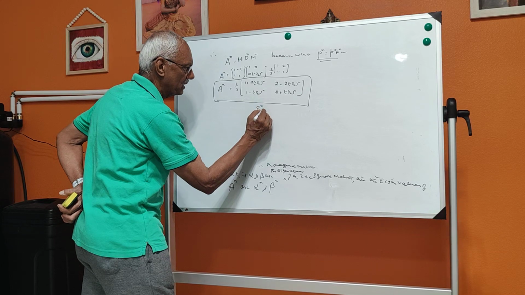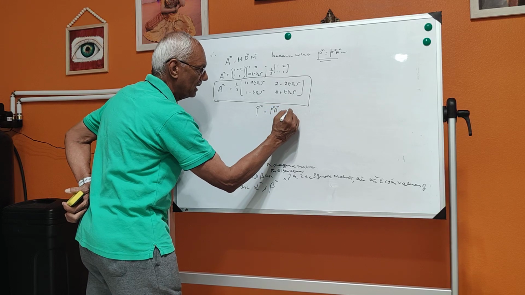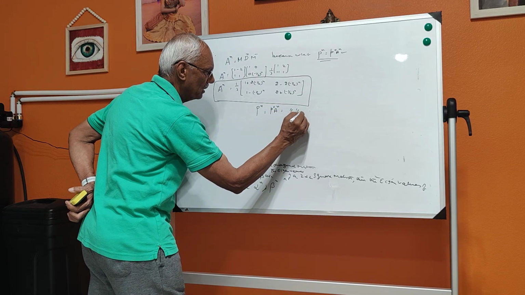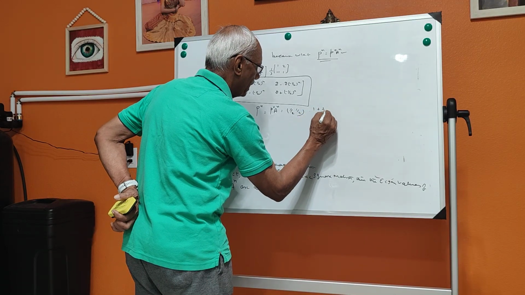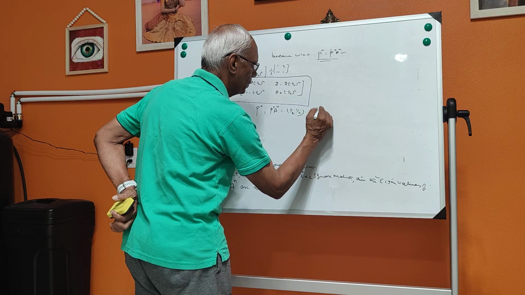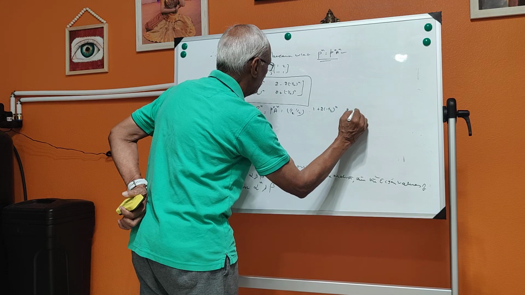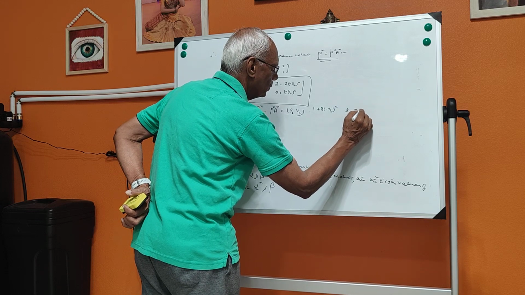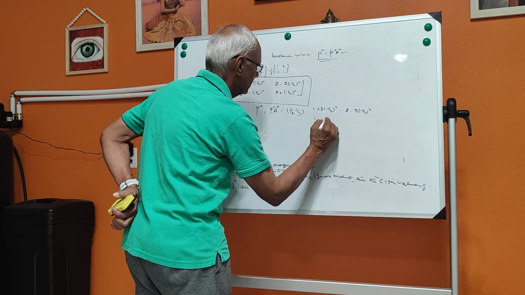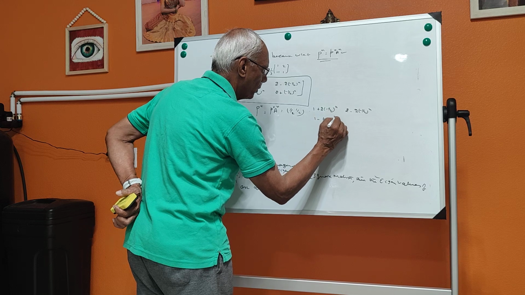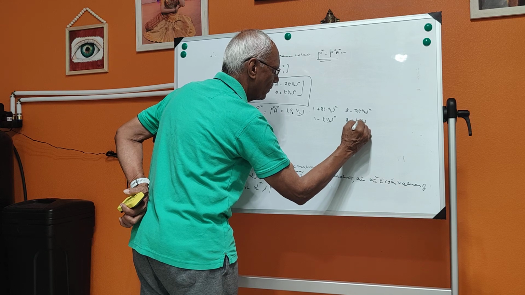Now what is your P n now? As I told you, P n is nothing but P naught into A to the power of n. That is half into half. What is this? This is nothing but 1 plus half, 1 plus 2 into minus half whole to the power of n, 2 minus 2 into minus half whole to the power of n, 1 minus half whole to the power of n, and 2 plus minus half whole to the power of n.